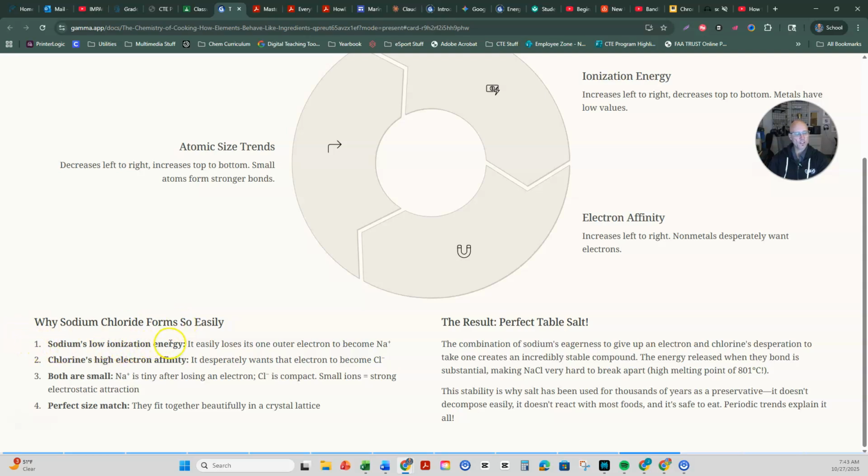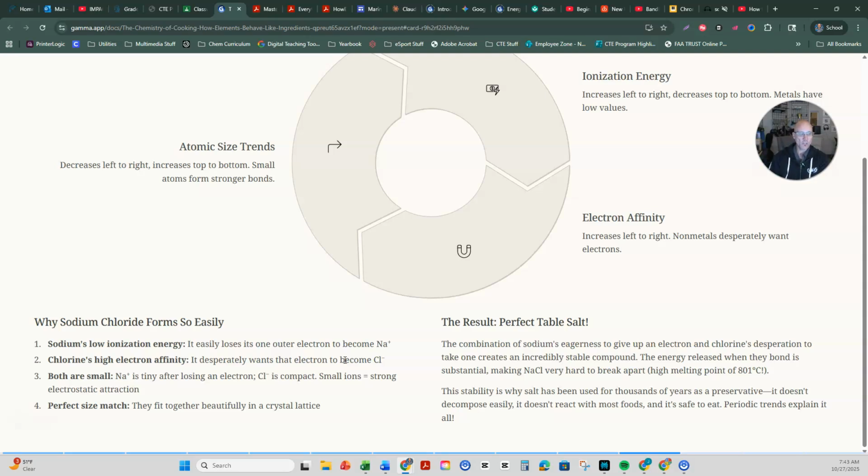Sodium's low ionization energy means it easily loses its 1 outer electron to become Na+, that's the sodium part, the metal. Chlorine's high electron affinity means it desperately wants that electron to become Cl-, because chlorine on the right side of the periodic table has 7 electrons in its valence outer shell, and that 1 more will make it stable. Remember, 8 is a complete shell.